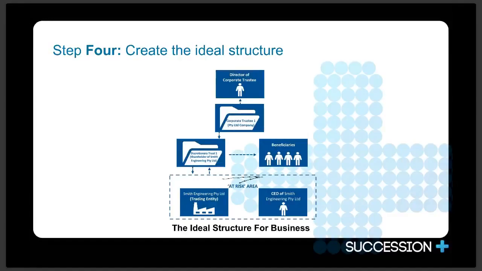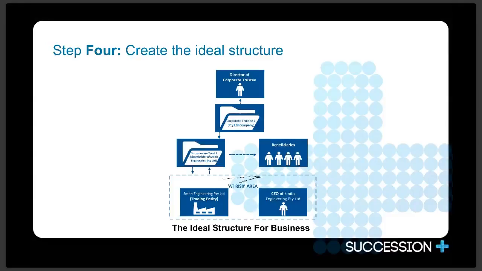So at the bottom here, we've got our trading entity, which is Smith Engineering Proprietary Limited. We've got Mr. Smith, who's the CEO, etc. And they're both at risk. The company is at risk because it's trading. Assumedly, it's got employees, it's delivering product, it's got factory and machinery and creditors and all sorts of different customer issues, etc. We've got risk down the bottom. Mr. Smith, who's also the director, he's at risk as well. If something goes wrong with the company, he's likely to be involved somehow in that process.